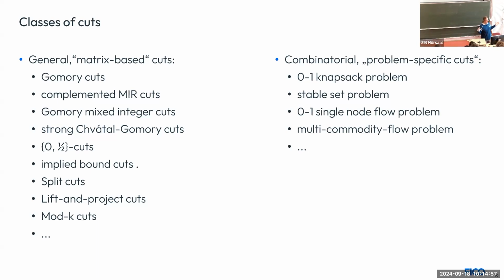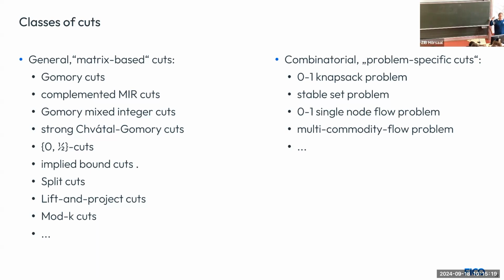I like to separate them into general matrix-based cuts that you can derive for each and every mixed integer program out there. Most famously, Gomory cuts. We will cover lift-and-project, Gomory cuts, mixed integer rounding cuts. Split cuts are the ones that I mentioned in the branch and bound talk.